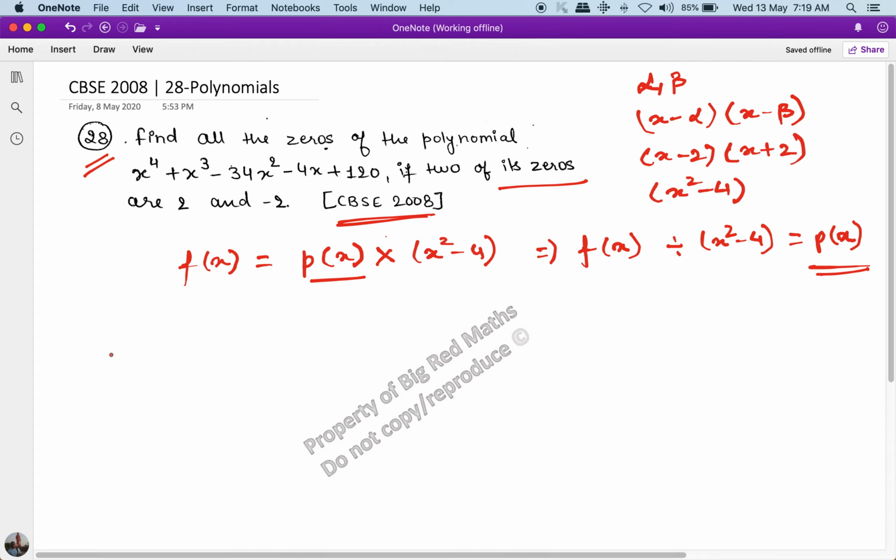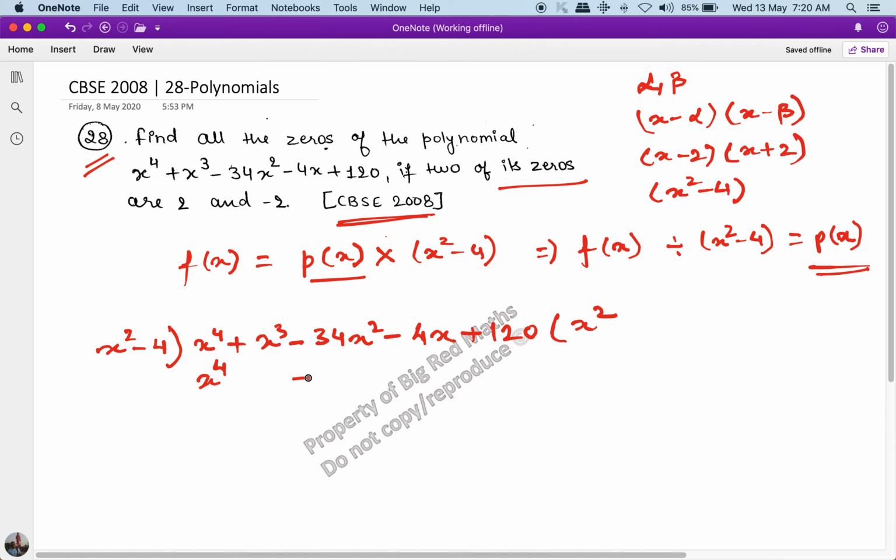So we have to divide x to the power of 4 plus x cube minus 34x square minus 4x plus 120 by x square minus 4. When we divide, what do we get as the first term? We get x square, and if I multiply everything with x square here, I get x to the power of 4 minus 4x square.